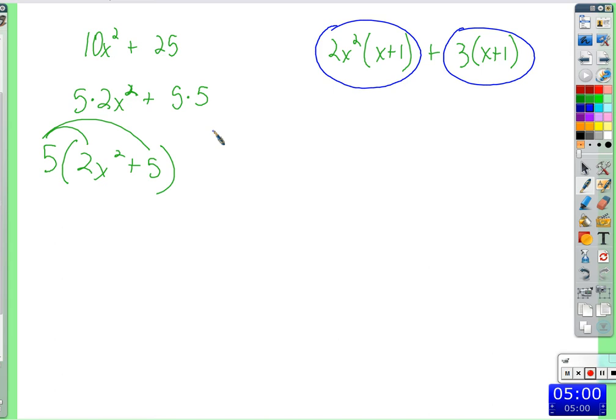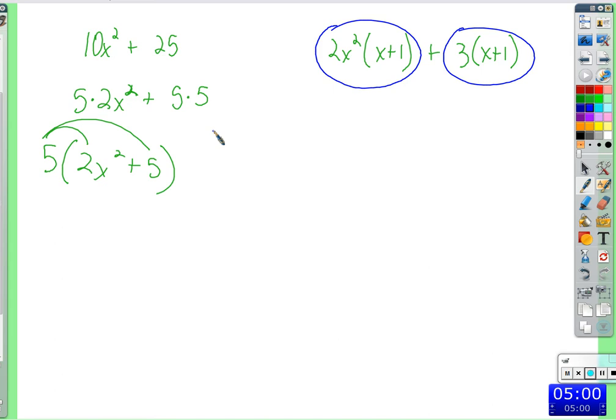They're both being multiplied by x plus 1. 2x squared is being multiplied by x plus 1. 3 is being multiplied by x plus 1. They have a common factor of x plus 1. It sounds strange. We've never really done it that way. We've never distributed an entire parentheses. Okay, but you certainly could do that. So let's factor out that x plus 1.